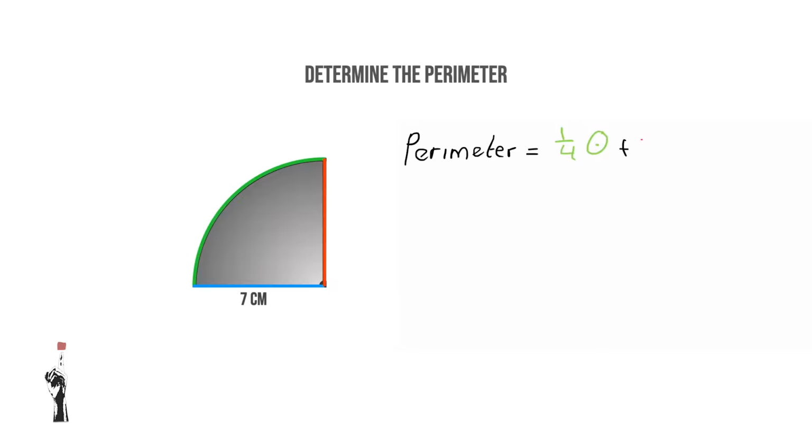So we need to add the blue 7 plus we need to add the red line. But we don't know the length of the red line. We know that this is the midpoint of the circle. Therefore, this is a radius, and therefore that is also a radius. That would mean that the red line is also 7 centimeters. So I need to add my red 7 as well.